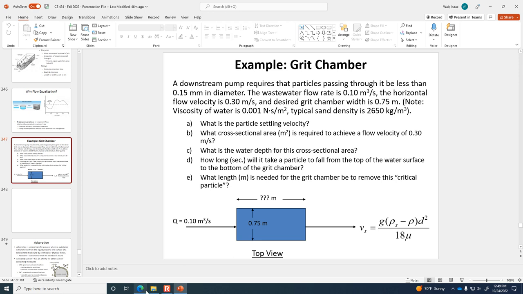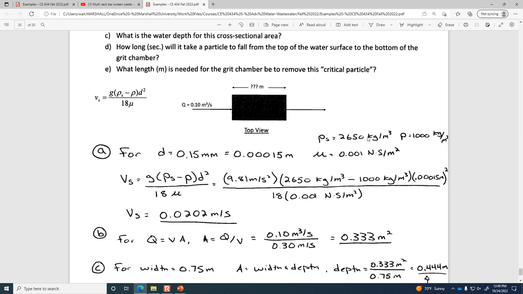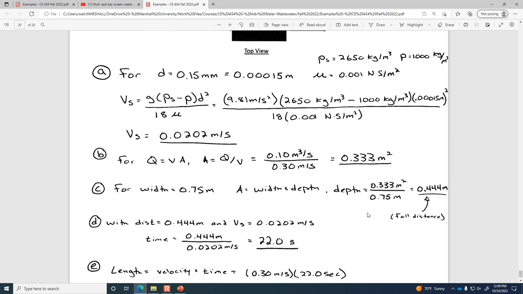Okay, so the first thing here is finding the particle settling velocity. If we know the density of the solids, the density of the water, the diameter of the particle, and so on, these little sand grains that we're trying to remove are going to fall downward at 0.0202 meters per second. So, for the flow rate that we've got and a velocity of 0.3 meters per second, that's the approach velocity we want to operate at. That tells us the cross-sectional area that's needed. Then for a given width, we can calculate how deep the water is going to be, and that's how far the particle needs to fall. It's going to start at the top of the tank.